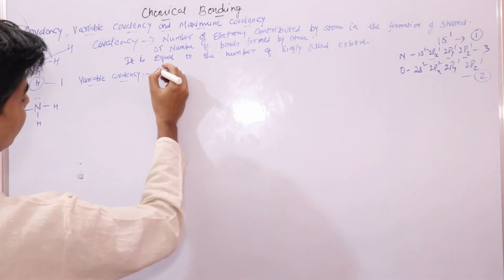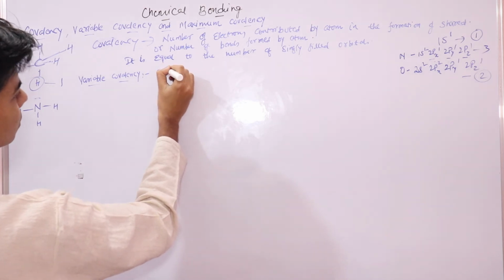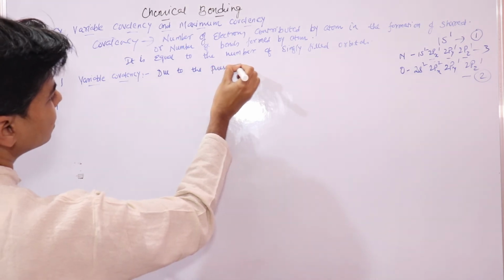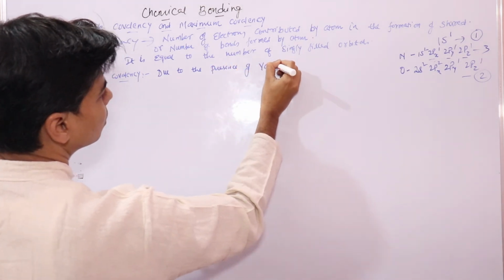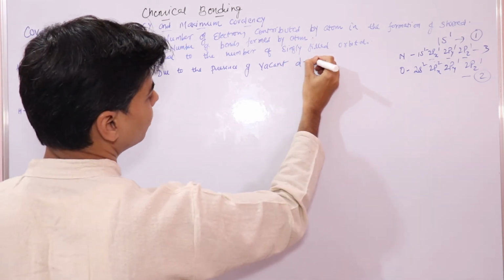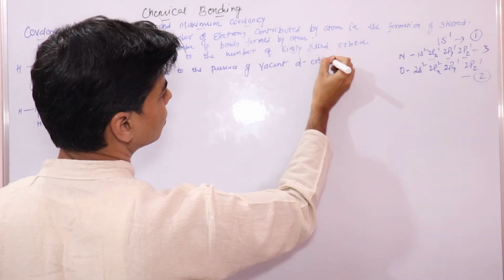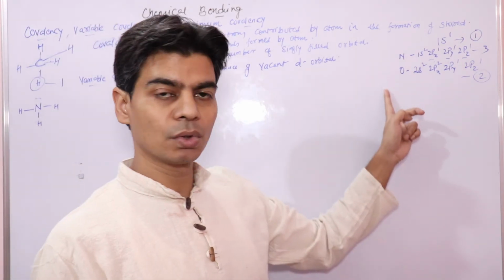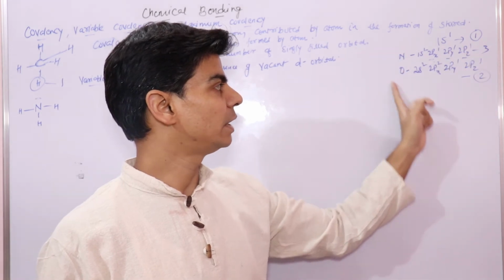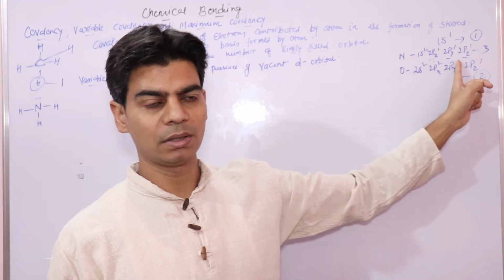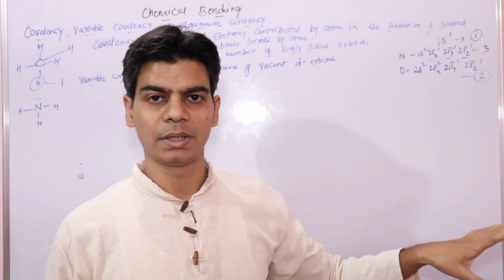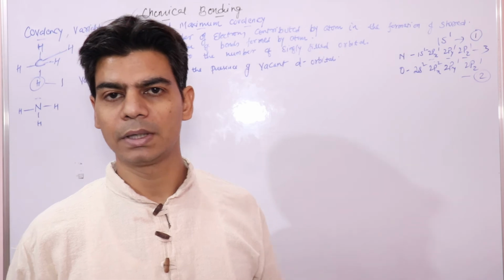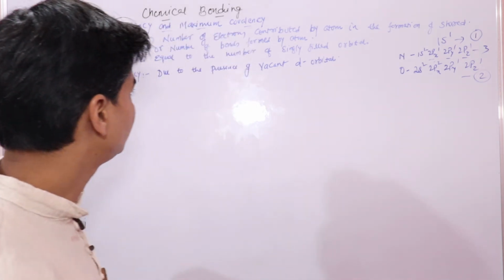Variable covalency is due to the presence of vacant d orbitals. So will nitrogen and oxygen show variable covalency? No, because nitrogen and oxygen have only s and p orbitals. They do not have vacant d orbitals. So elements that do not have vacant d orbitals will not show variable covalency.